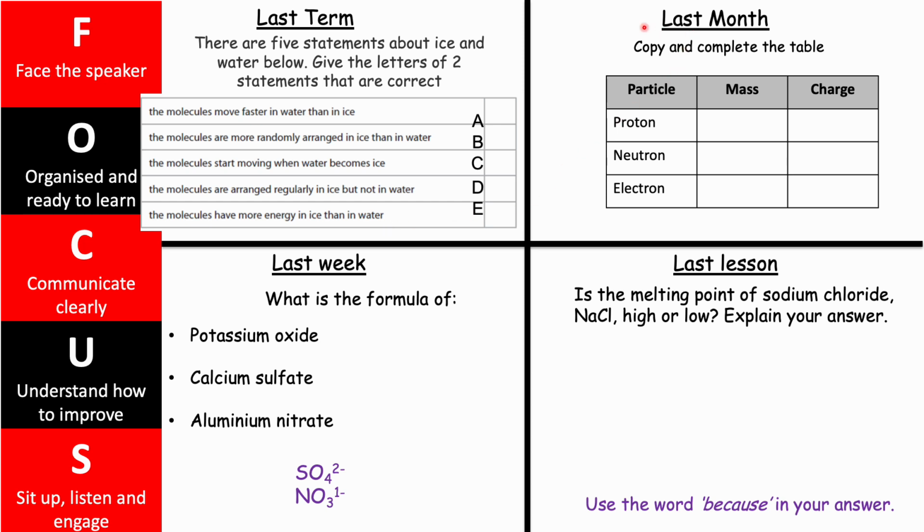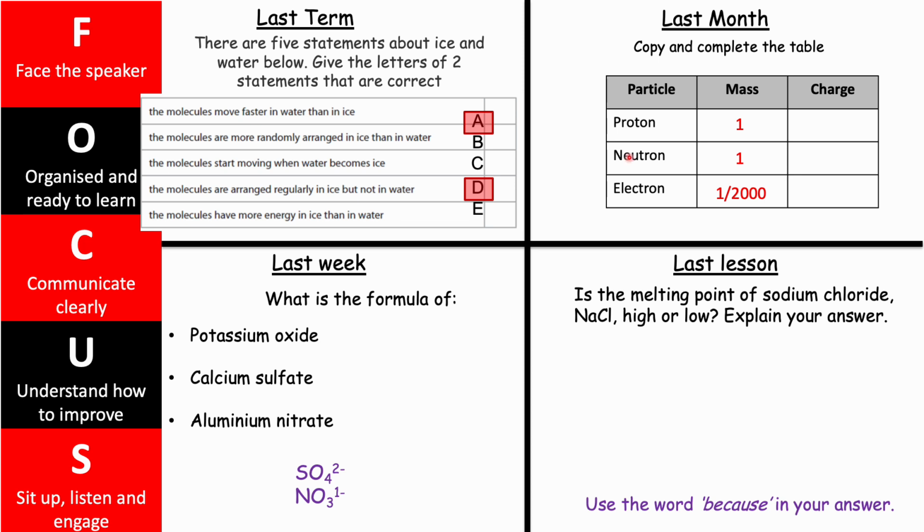If we move on to the last month question, you were asked to complete the table. Well, we know that the proton has a relative mass of 1 and everything else is measured relative to the mass of that proton. The neutron weighs the same as a proton, so also has a relative mass of 1. And we know the electron was significantly lighter than a proton, so we had the mass of 1 over 2,000. You will see in some textbooks it could be 1 over 1840, or you could say tiny, very small, or negligible.